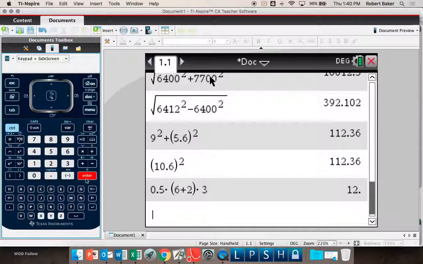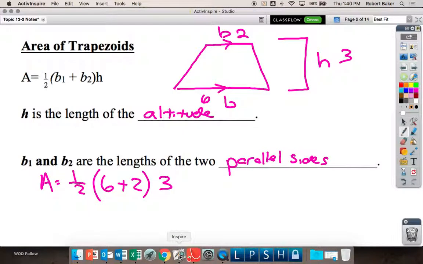So you type it in exactly the way you see it. 1/2, and I used 0.5, times 6 plus 2 times 3. That's how you find the area. Nothing super terrible. Just make sure you're using the correct numbers in the correct location.